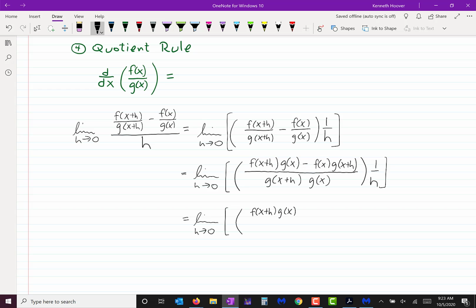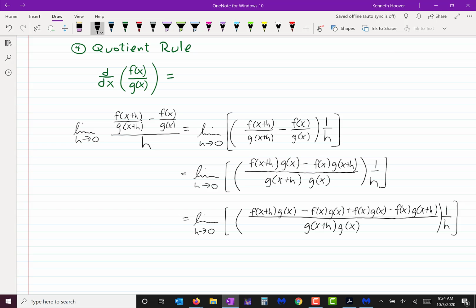So I want to write in the middle, I want to write minus f of x times g of x, and then turn around and write plus f of x times g of x. Okay, and then there's the minus f of x times g of x plus h. Okay, and all of that is over g of x plus h times g of x. And then that whole thing is being multiplied times 1 over h. And there we go.